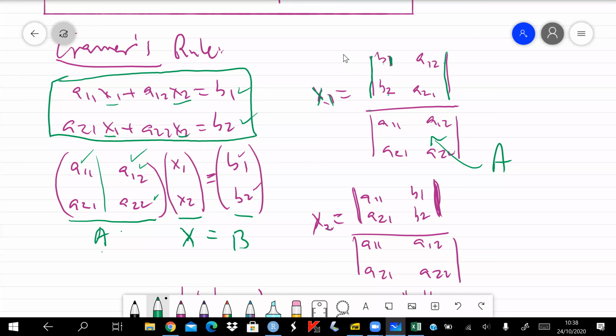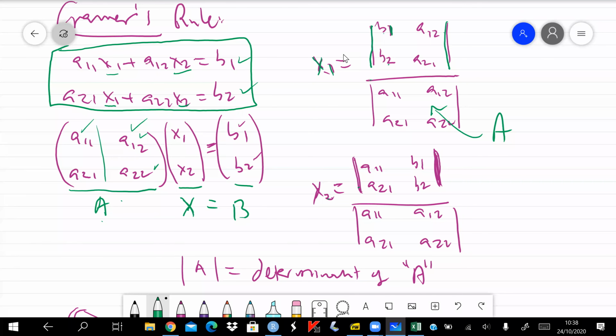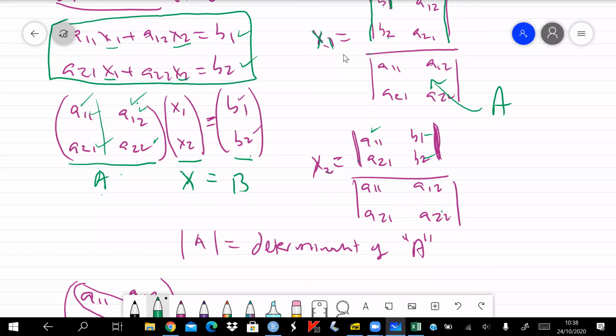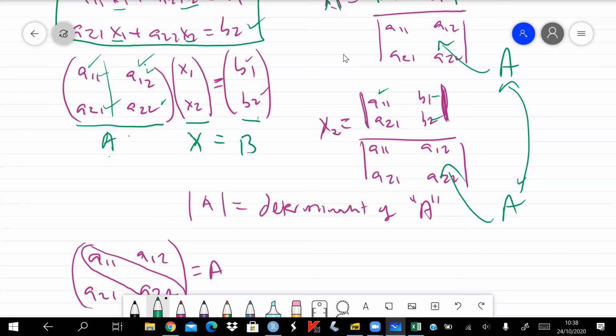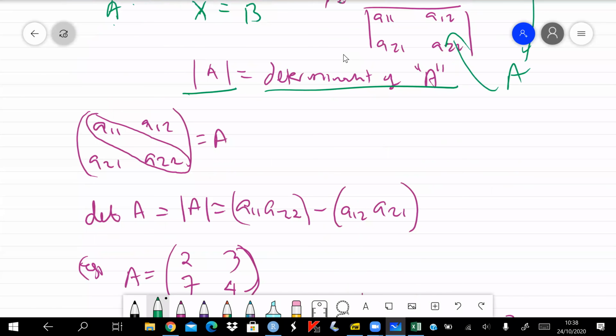Then the value of X2 will be given by the determinant of the matrix where you replace the second column of matrix A with the column vector B. So you keep the first column the way it is, and you replace the second column with B1 and B2. Then the divisor does not change, so it's the same in both cases. Then you find the two determinants and divide, and you'll get the values of X1 and X2. So these vertical lines stand for the determinant of whatever is between the two lines.